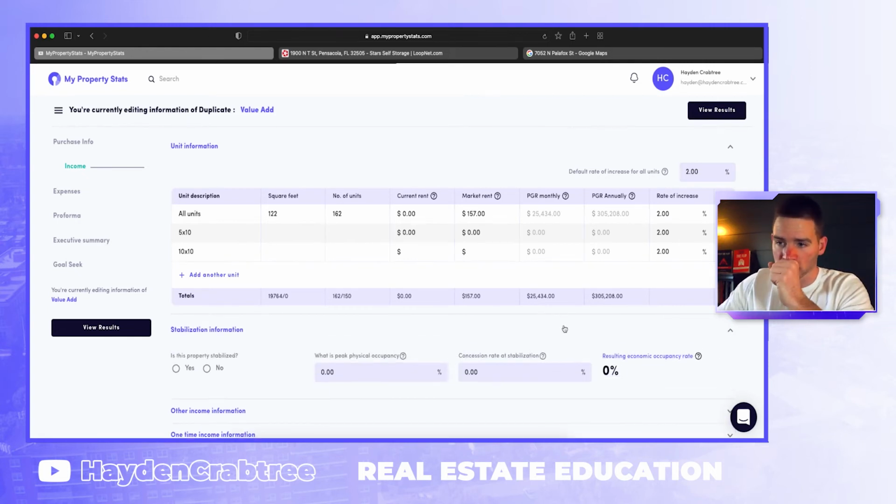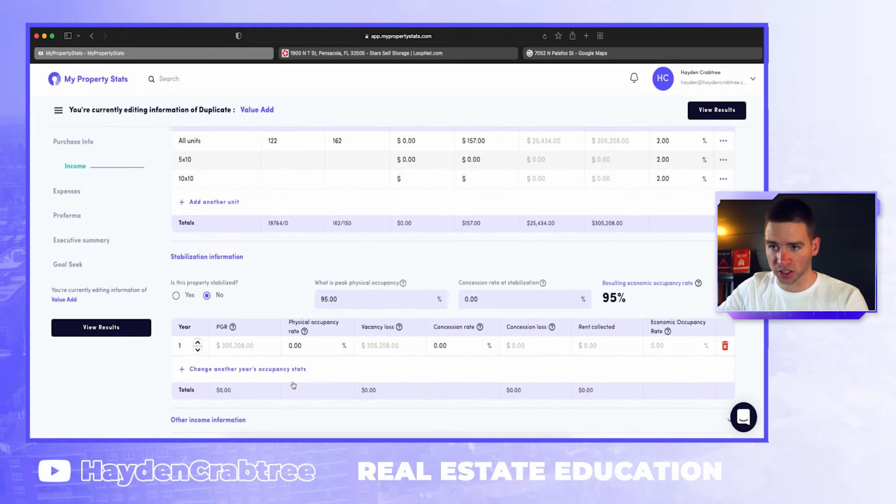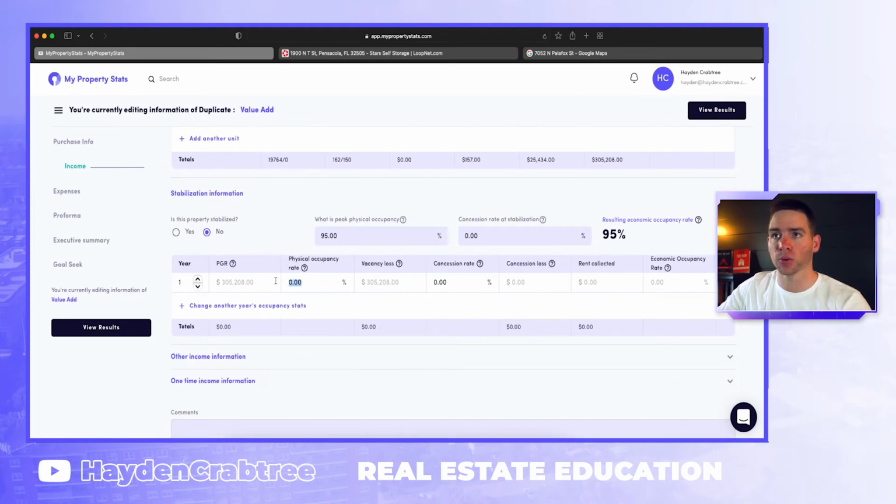But here's how I'm going to model this. If a property is not producing the maximum amount of income that it should be, then that property is not stabilized. A stabilized deal, whether it's storage, a duplex, apartments, whatever, could be not stabilized for really one of two reasons. One, it's empty, there's nobody in it. Or two, the people that are in it are not paying what they should be paying. So I'm going to say no, this property is not stabilized. The physical occupancy rate is still high. It's 95% physically occupied.